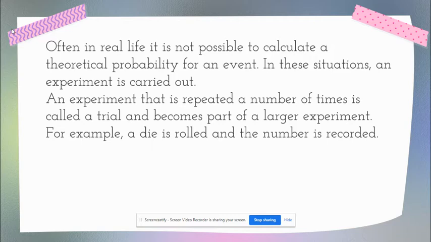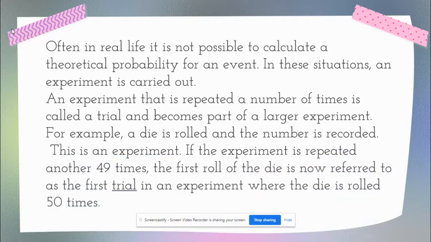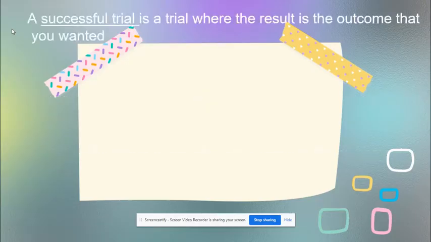For example, a die is rolled and the numbers recorded. This is an experiment. If the experiment is repeated another 49 times, the first roll of the die is now referred to as the first trial in an experiment where the die is rolled 50 times. So, a successful trial is where the result is the outcome that you wanted.